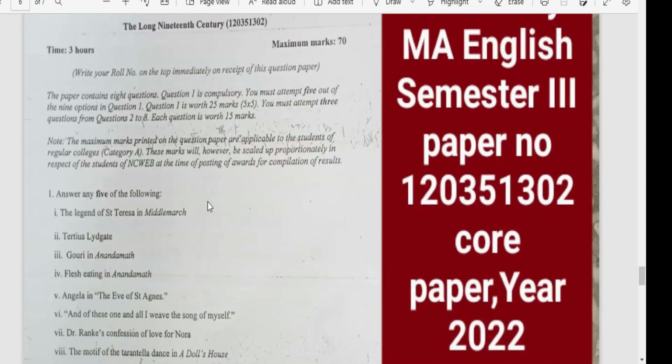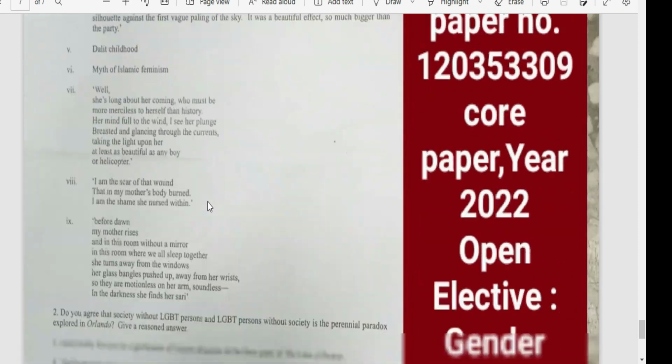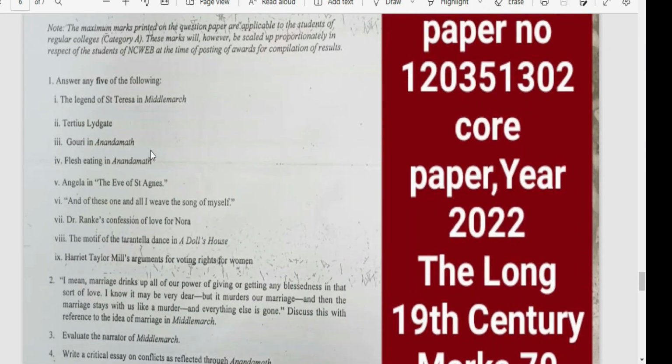Then this is a core paper, Long 19th Century. So semester 3, and this is for the final year. And the question I am just reading.